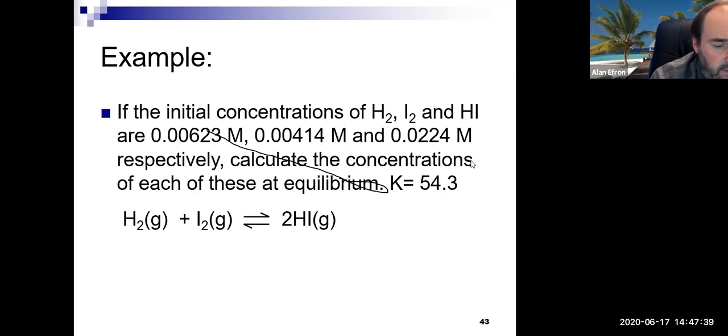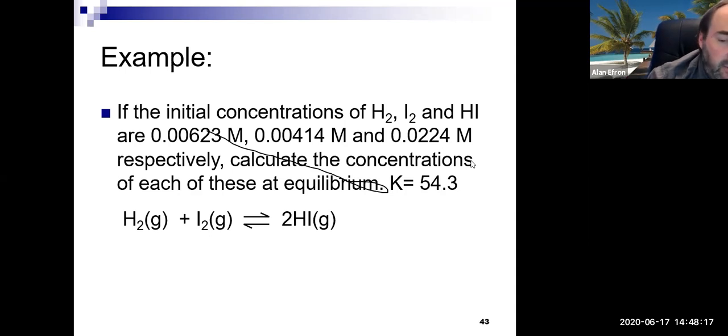In this particular one, we're doing the same reaction, and we're starting with 0.00623 molar, 0.00414, and 0.0224. In this example, we're looking for the equilibrium concentrations, but we're given the starting amounts of everybody that's there. So this is the second place where Q should be calculated. And the reason you should really calculate Q in this situation is you're not really sure if it's at equilibrium. My guess is it would not be at equilibrium. Otherwise, it's not much of a question.